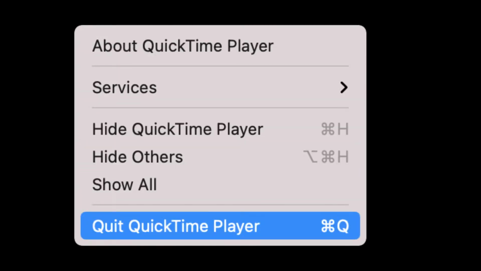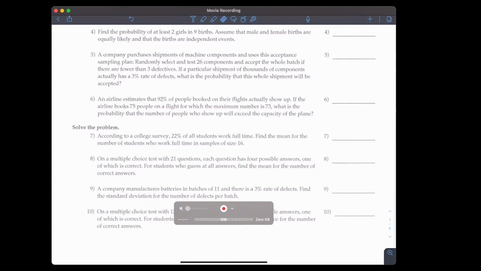All right, well, we lost our QuickTime, so I'm going to try to get QuickTime back. You want a new movie recording? Okay, there we go. We got QuickTime back. We lost it. Weird.